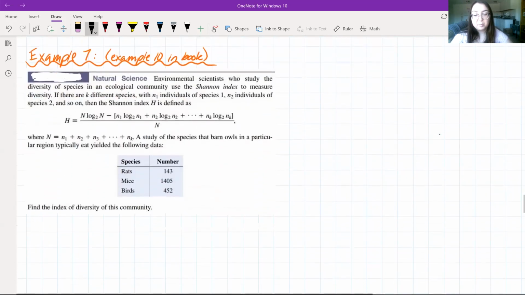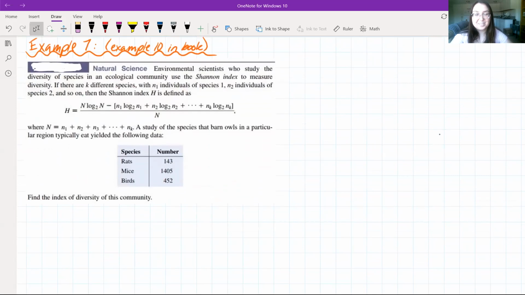All right, moving on to a much harder example. We have example 7 here, which is also example 10 in your book. I thought it was important to go over this example, especially since it is more complicated than what we have seen so far. So here we have a natural science problem. Environmental scientists who study the diversity of species in an ecological community use the Shannon index to measure diversity.